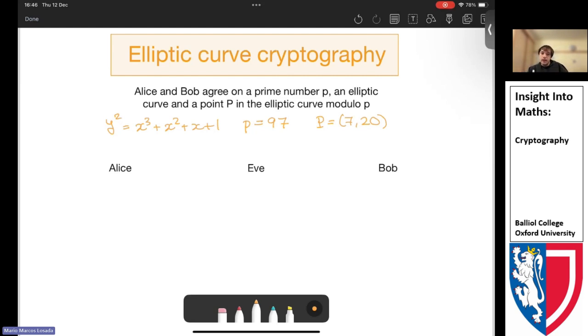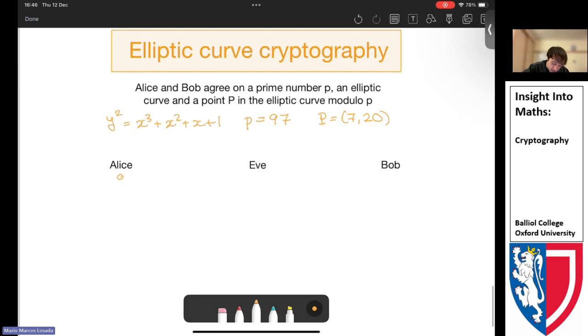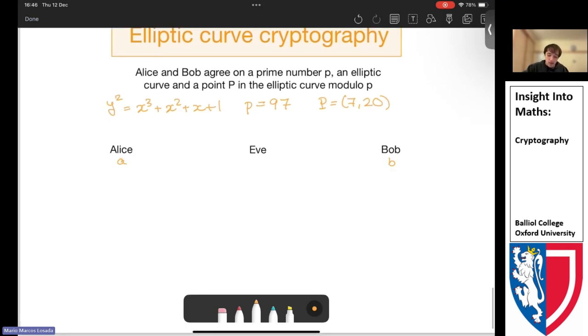Now, the way we can communicate a secret message is as follows. Alice and Bob are going to pick their favorite numbers and keep them secret. Alice is going to pick some number a and Bob is going to pick some number b. Alice is going to take the point P, add it to itself a times and send that to Bob. Bob is going to take the point P, add it to itself b times and send that to Alice. So now aP and bP are points that everyone has, right?